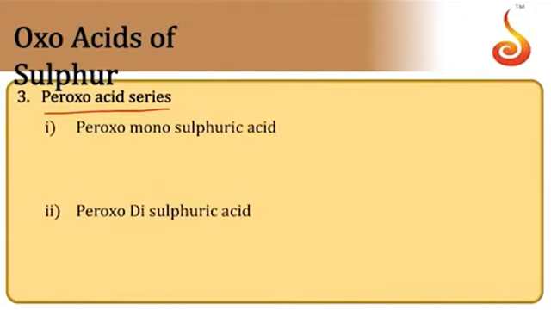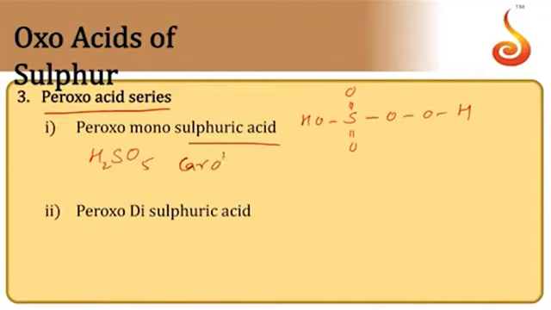Peroxymonosulfuric acid means it has only one sulfonic group, and then we have one peroxy bond in that. So one sulfonic group SO3H, and it must have one peroxy bond also, so OOH. It is called peroxomonosulfuric acid. It is H2SO5. One more name is Caro's acid. It is also called Caro's acid. So this is the peroxy bond present in that.